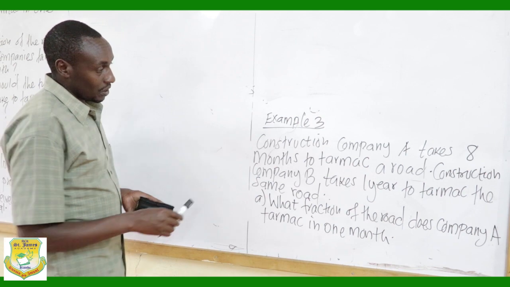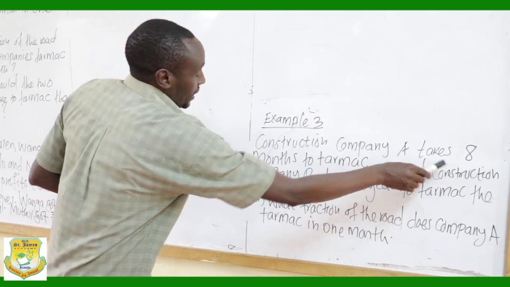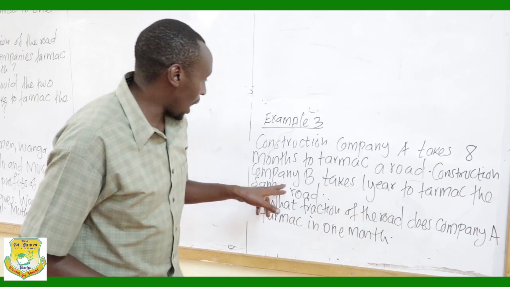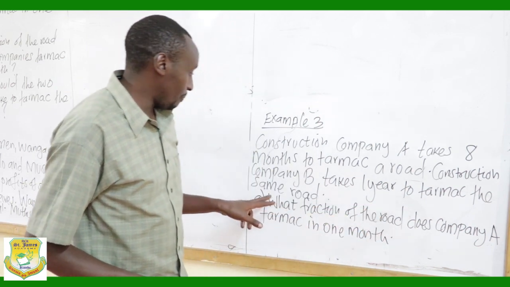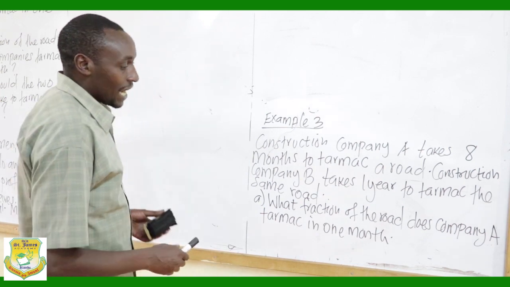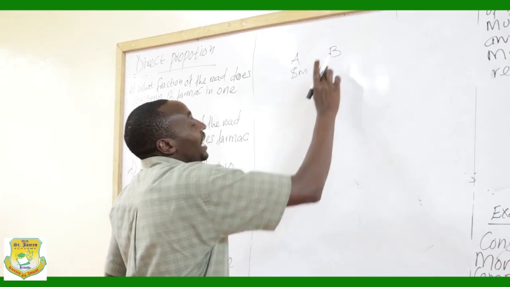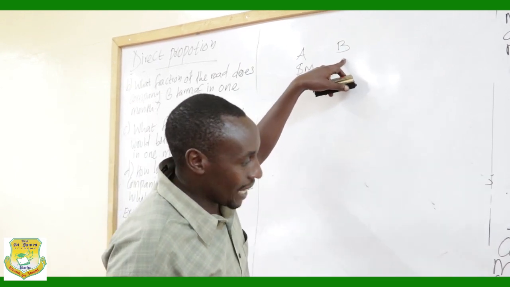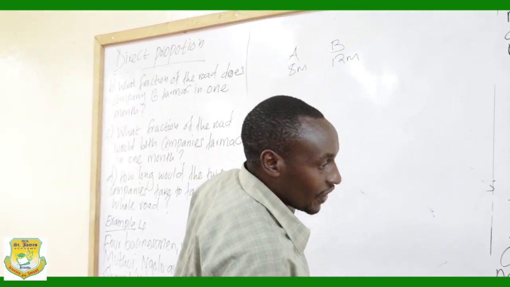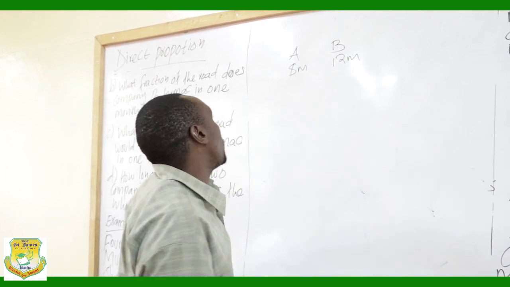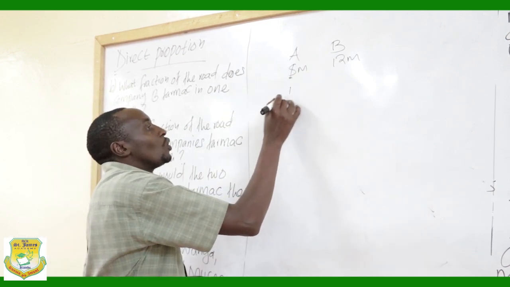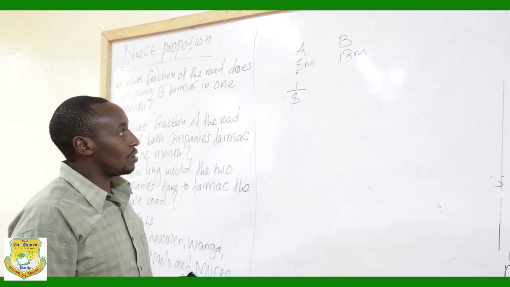Example 3, we are told construction company A takes 8 months to tarmac a road. Construction company B takes 1 year to tarmac the same road. The first question, what fraction of the road does company A tarmac in 1 month? This one takes 1 year. I convert for B 1 year into months, I get 12 months. So the first question, what fraction of the road does company A tarmac within 1 month? We say this one takes 8 months. So within 1 month, it will tarmac a length of the road as a fraction.